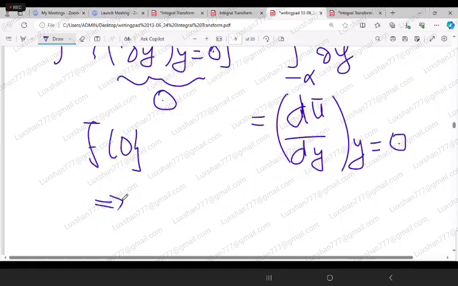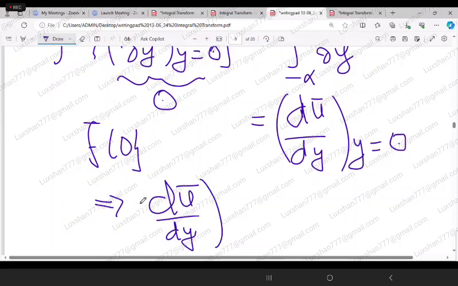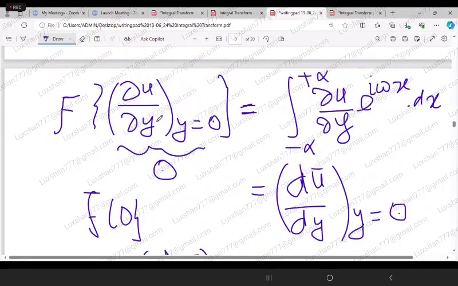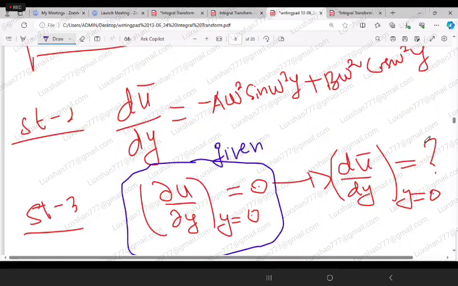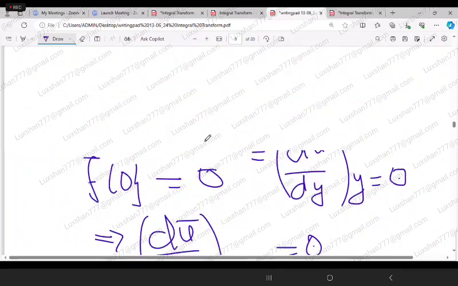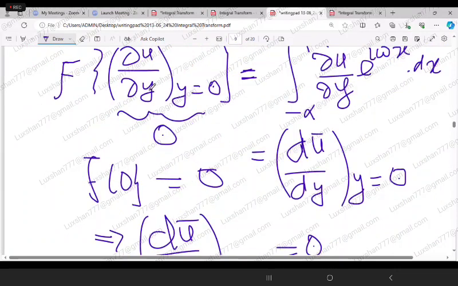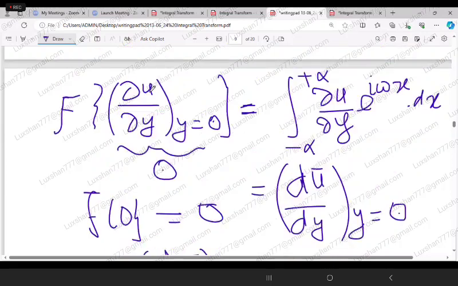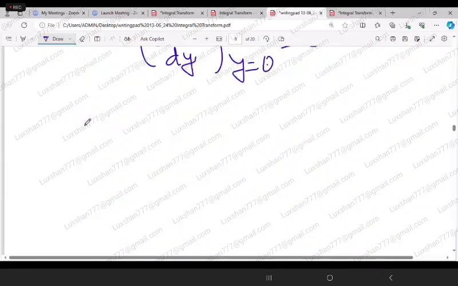That means that dū/dy at y equals 0 is 0, because we are given here that this function is 0. The Fourier transform of this one is 0, no? Equal 0 equal this one. So now we have used this one, and we have found the value: this one is 0. So that means that when you take the differentiation, this is the same. Earlier also we have studied.